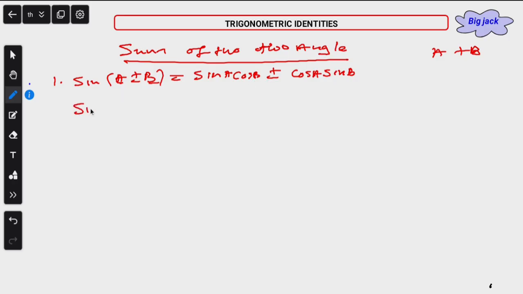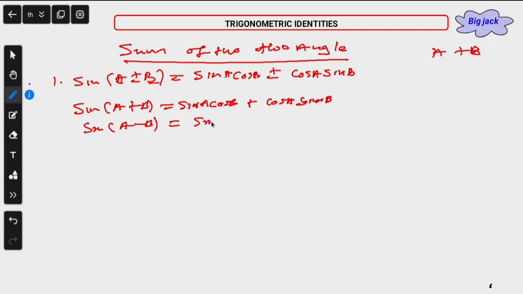Let me start. We have sine of a plus b: sine a cos b plus cos a sine b. That is the first one. The second one is sine of a minus b, which is equal to sine a cos b minus cos a sine b. So these are the two identities which I was talking about. Just depend on how the question is.